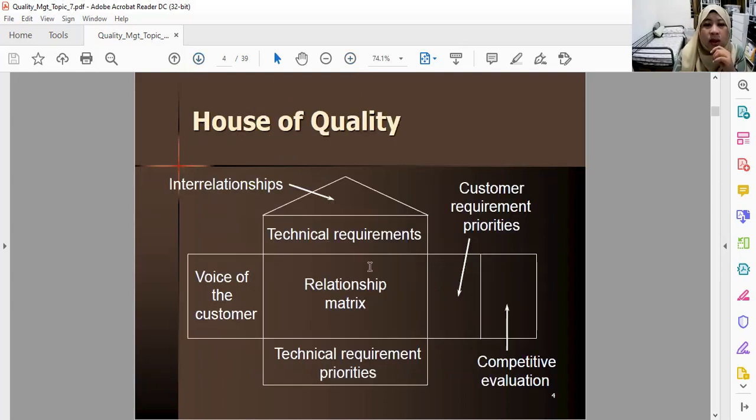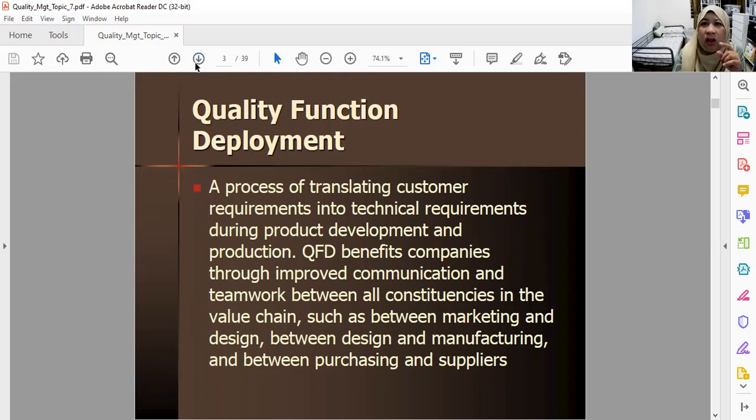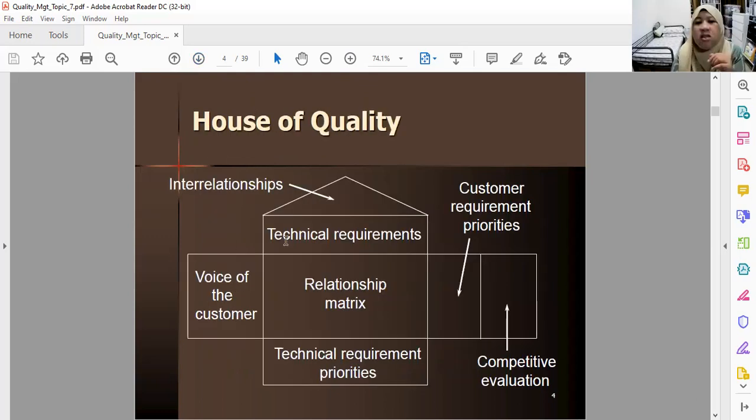This is the house of quality. It translates all these statements into a diagram. You can see the interrelationships, something like a house. This is the voice of the customer, who requires your product. Then these are the customer requirement priorities, what is prioritized. Then there are the technical requirements: what you need to do, how to invent and produce this product. This is the relationship matrix, and this is the technical requirement.